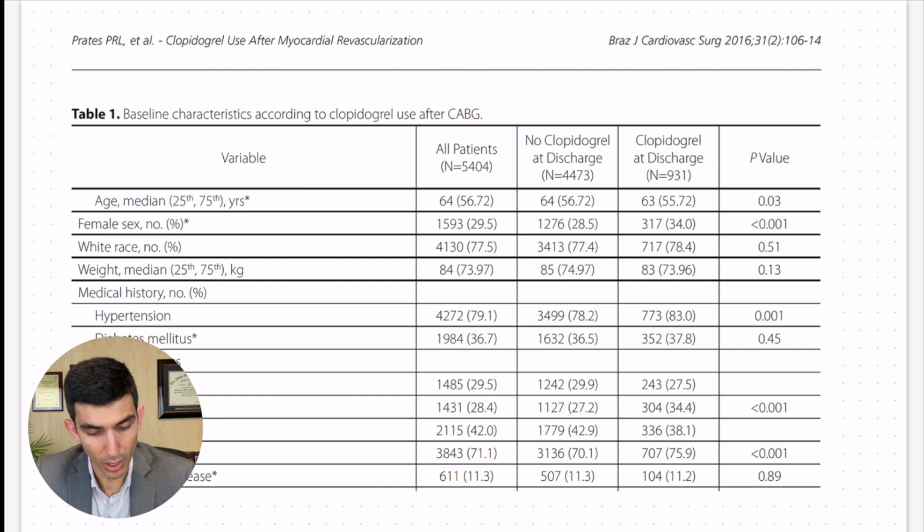On the other hand here, we see that there is a large difference in the proportion of hypertension between both groups. Over here we have 78% of patients with hypertension. Over here we have 83%. And the p-value is less than 0.05. It's 0.001. So it's 0.1% the probability that this difference was obtained by chance alone if in the population of these patients, the distribution of hypertension was in fact similar between both groups.